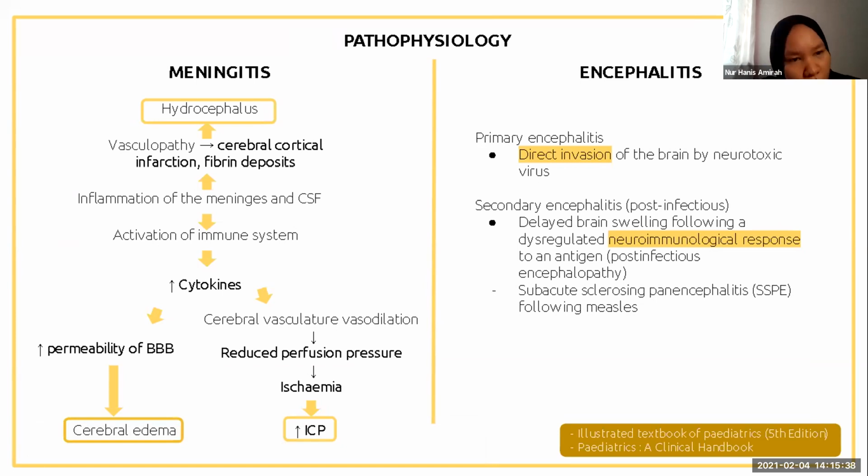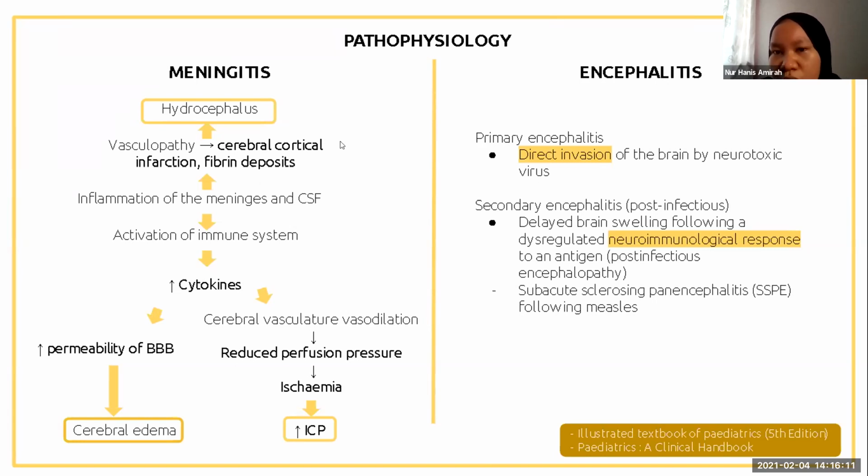And also, when there is inflammation of the meninges, the inflammatory reaction can cause inflammatory infiltrates. The infiltrates will cause the vasculature to be thickened. When it is thickened, the blood flow will be reduced, thus causing the infarction of the cerebral cortex, and there will be fibrin deposits that further block the flow of the CSF and the reabsorption of CSF at the subarachnoid villi.